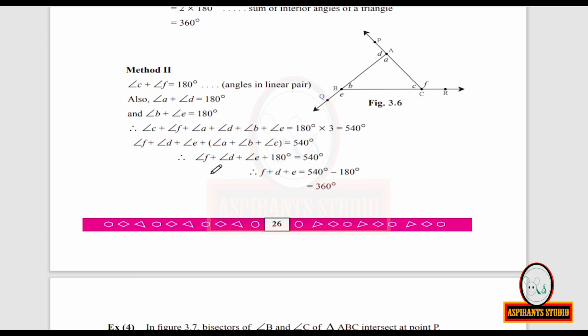Therefore, measure of angle F plus measure of angle D plus measure of angle E plus 180 degrees is equal to 540 degrees. Take this plus 180 degrees to the other side of the equal to sign. You will get it as minus 180 degrees. So now, measure of angle F plus measure of angle D plus measure of angle E is equal to 540 degrees minus 180 degrees. 540 degrees minus 180 degrees is otherwise 300.